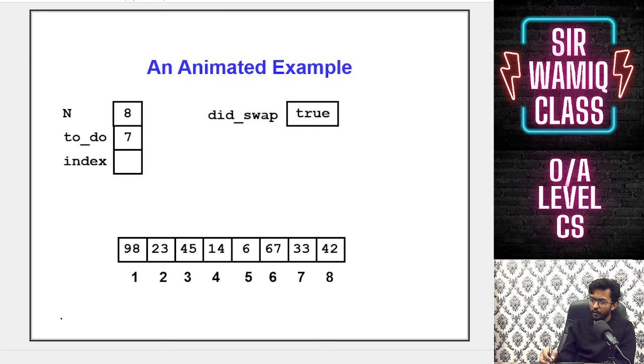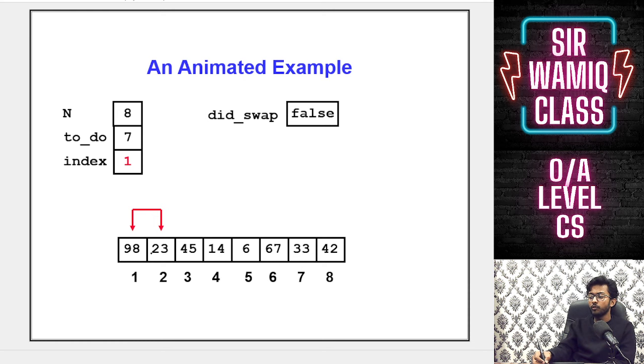So for example, right here you can see that the total number of n items I have here is 8. The number that has to be checked is 7, and here I'm going to have my index value. The did swap flag is initially true, but if I'm starting the program, since none of the values has been swapped yet, this has to be false. So right now in this animated example, you can see that the items total 8. I'm checking from the 7th item, and the index I have here is at 1.